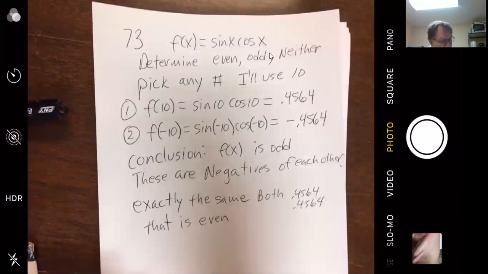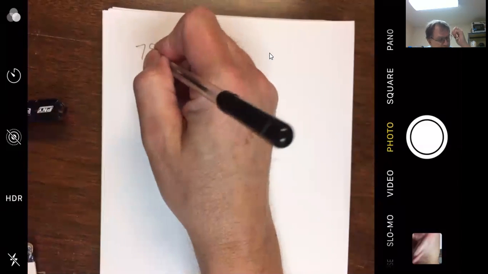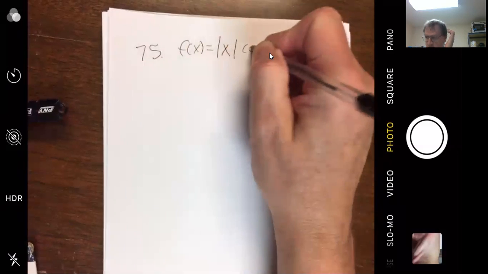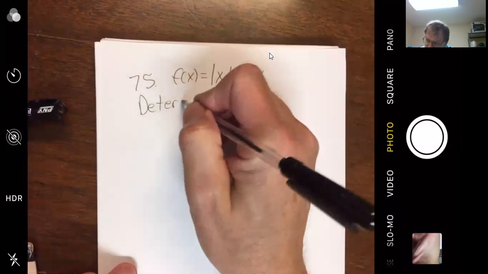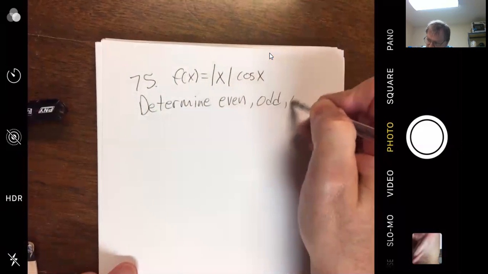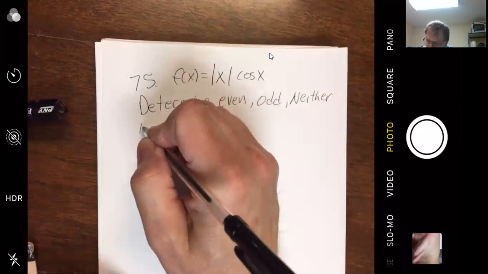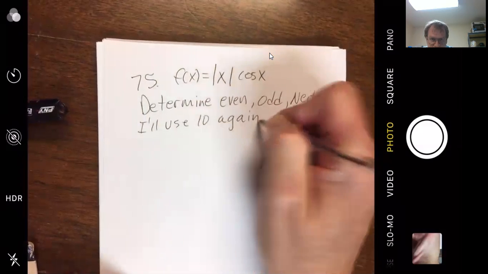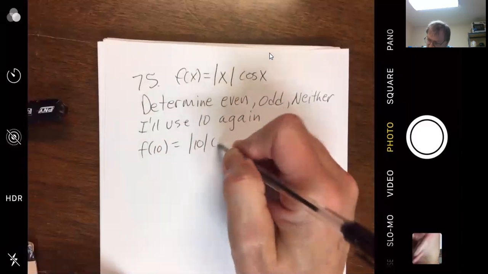I could try another one. If you don't know how to punch in absolute value, 75. F of x is absolute value of x cosine x. Determine even, odd, neither. I'll use 10 again. F of 10, absolute value of 10, cosine 10.